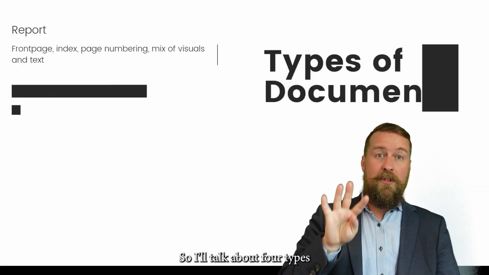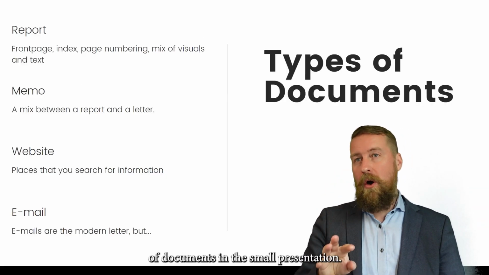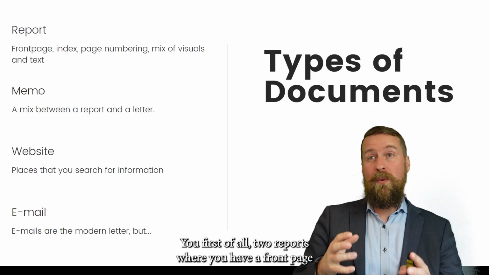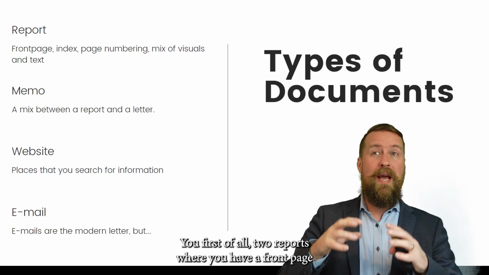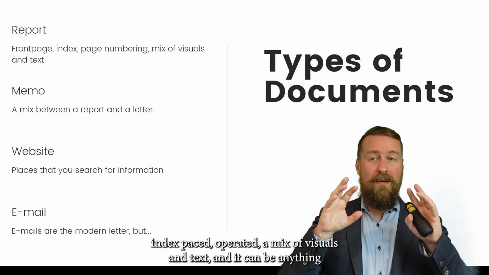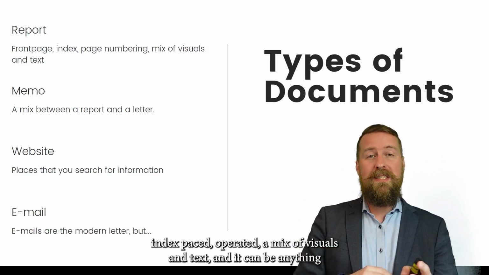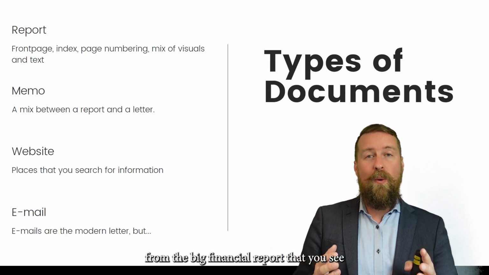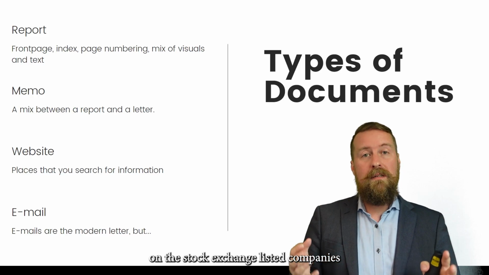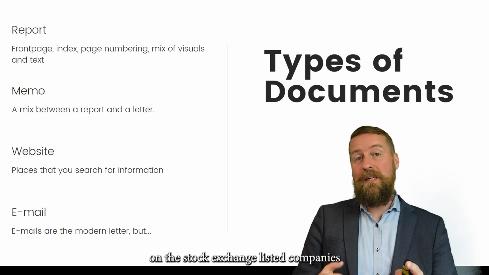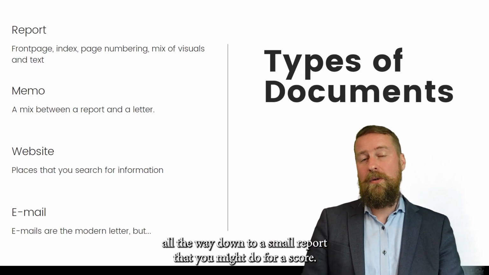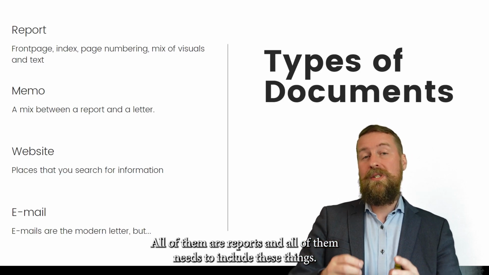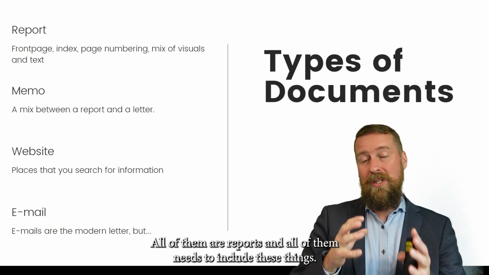I'll be talking about 4 types of documents in this small presentation. First of all, the report, where you have a front page, index, page numbers, and a mix of visuals and text. It can be anything from the big financial report that you see from stock exchange listed companies, all the way down to a small report that you might do for a school. All of them are reports, and all of them need to include these things.